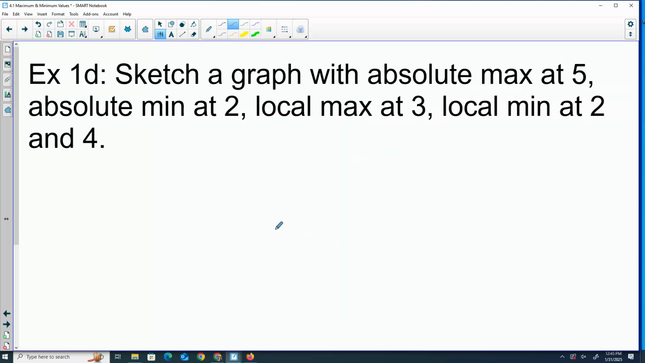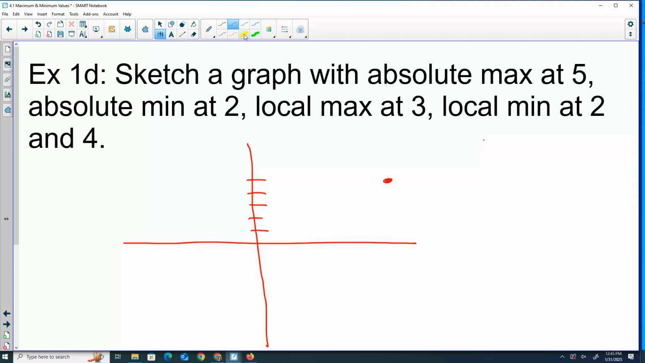All right, let's draw a graph to meet some requirements. An absolute max of 5. That means it is the highest on my entire graph. Did I tell you the x value? No, so it just has to happen somewhere. Can it be an endpoint? Yes, absolute could be an endpoint, doesn't have to be. The absolute min is 2. So somewhere I hit a lowest point of 2. Again, did I tell you where? No. Oh, hold on. I'm reading this backwards.